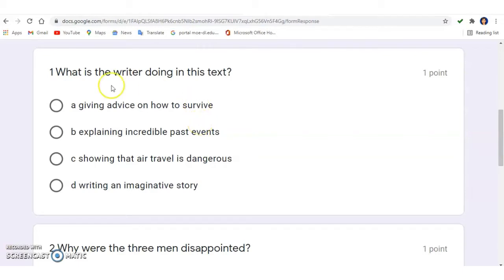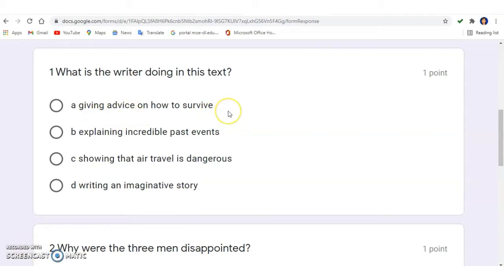Let's look at the first question. What is the writer doing in this text? This kind of question requires you to have a general understanding of the whole text. We have already skimmed through the whole text in the previous lesson. So does it give advice on how to survive?